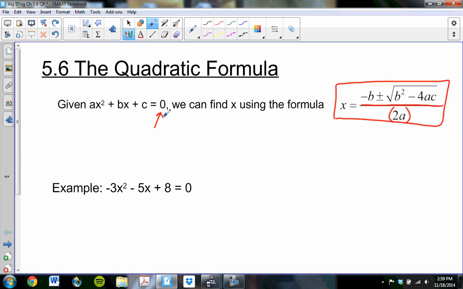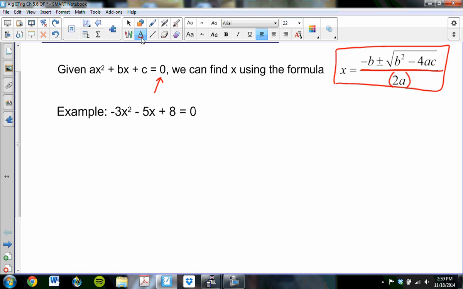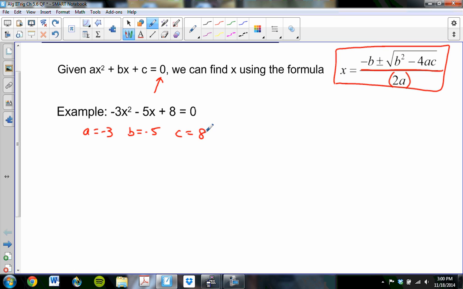The quadratic formula only works when you're equal to 0. If your quadratic isn't equal to 0, it's not going to work, just like with factoring, with graphing, finding the roots by setting it equal to 0. So here, I have an a value of negative 3, b is negative 5, and c is 8. So I can do x equals negative b would be positive 5 plus or minus the square root of b squared minus 4 times a times c, all of that divided by 2a.